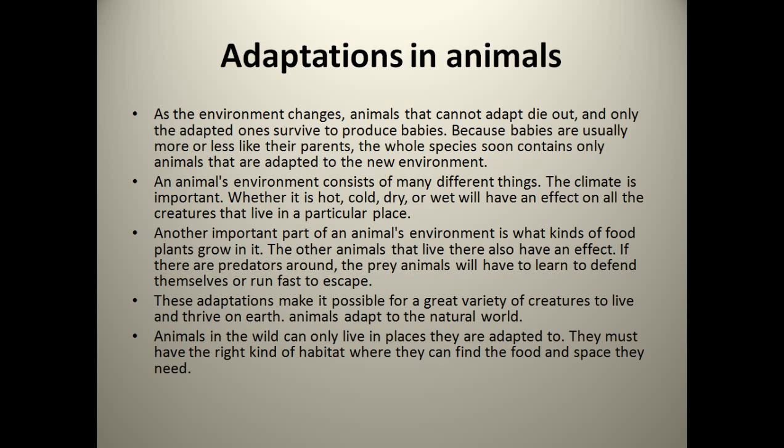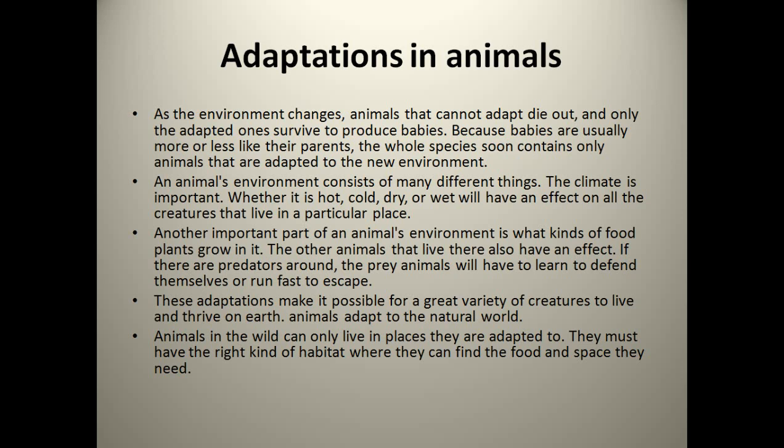Okay, as the environment changes, animals that cannot adapt die out, and only the adapted ones survive to produce babies, because babies are usually more or less like their parents. The whole species soon contains only the animals that are adapted to the new environment. Actually, what happens is that those animals who are not able to adapt to the change die, and those who learn how to adapt in the given environment, if they have babies, those babies can survive in that environment.